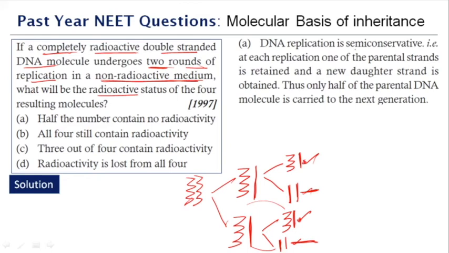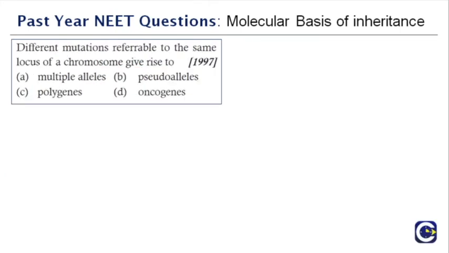DNA replication is semi-conservative, that is, at each replication one of the parental strands is retained and a new daughter strand is obtained. Thus only half of the parental DNA molecule is carried to the next generation. Always the best way to do such questions is to write it down and give different symbols to different things, because it's an application based question and very easy to answer. So the right answer is A.